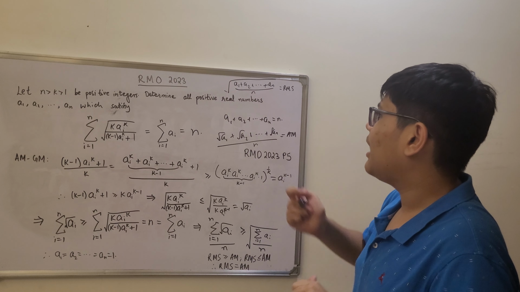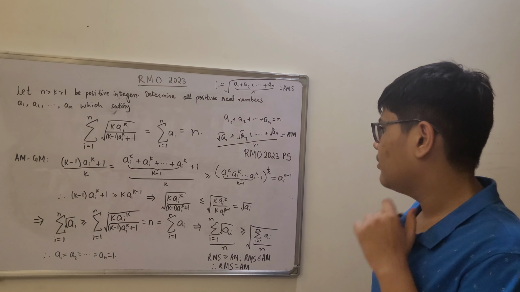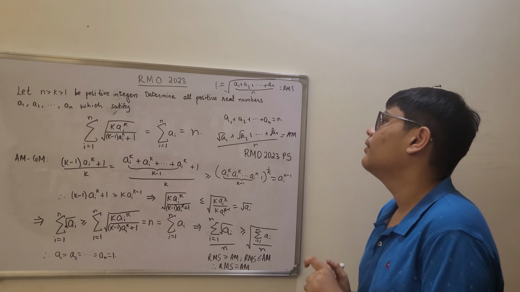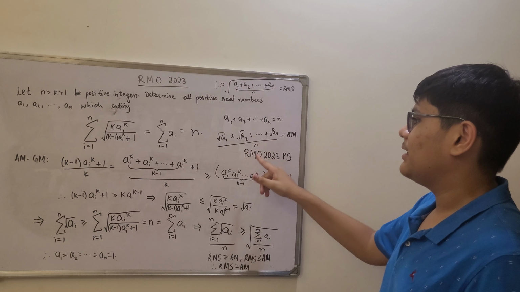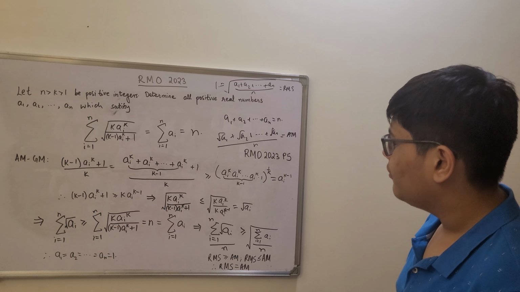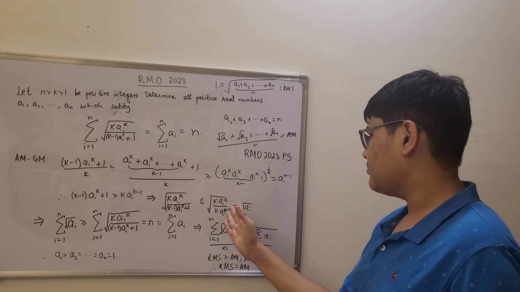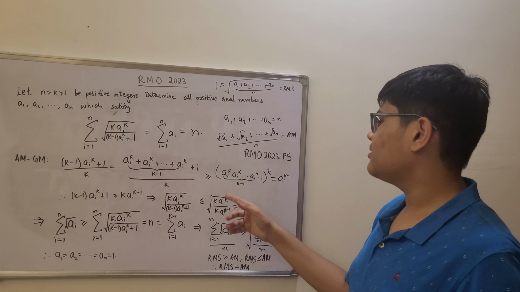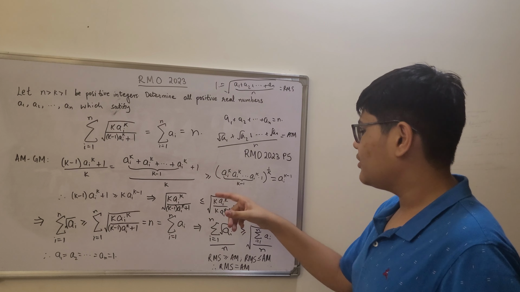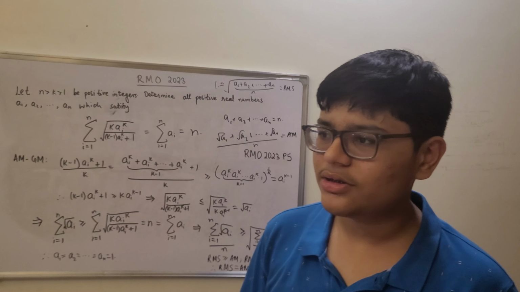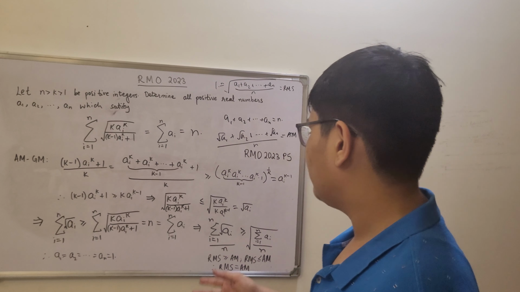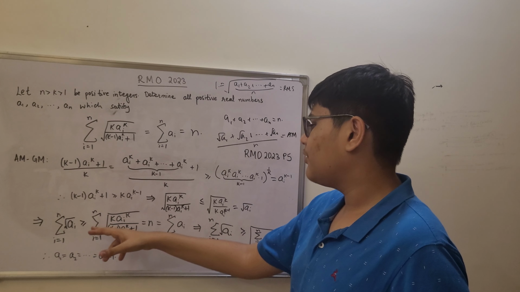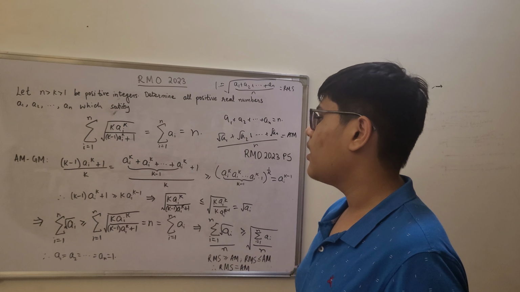And RMS is nothing but equal to 1, because this is given as n, so n by n is nothing but 1. And we just now proved that since this term is less than or equal to ai, the summation of these terms, which is n, is less than or equal to the summation of ai, and this equals n. So basically the summation of ai is greater than or equal to the summation of these things, which equals n.